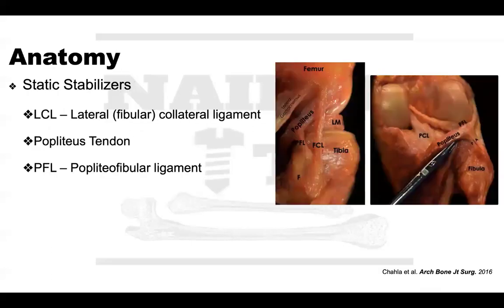So basic background in terms of anatomy. There are different static stabilizers of the knee, including the LCL, the fibular collateral ligament, the popliteus tendon, and then the PFL, the popliteofibular ligament. These images on the right just demonstrate everything here. So good dissections. And I would encourage you all to look at Dr. Chawla's paper on this, because there's a lot of good images in that paper.